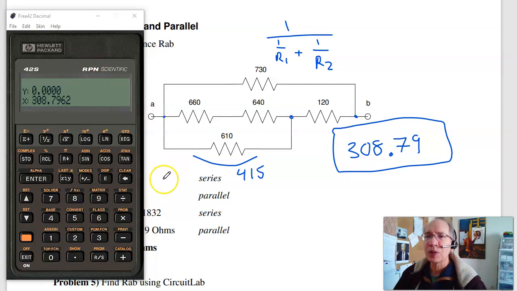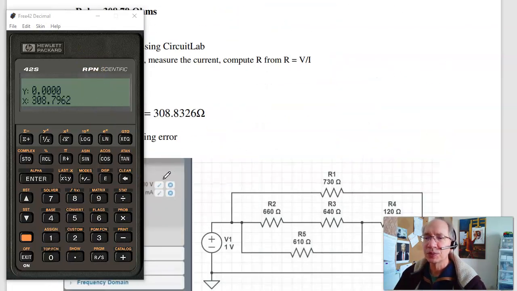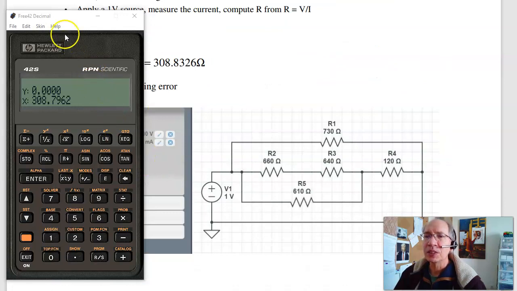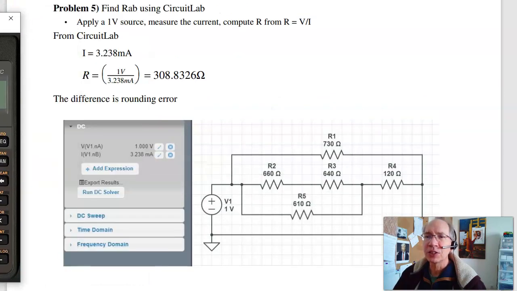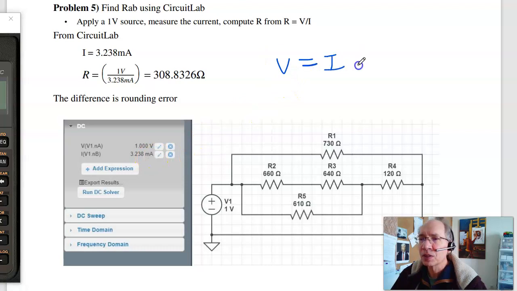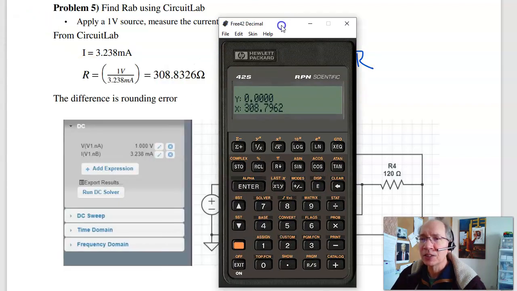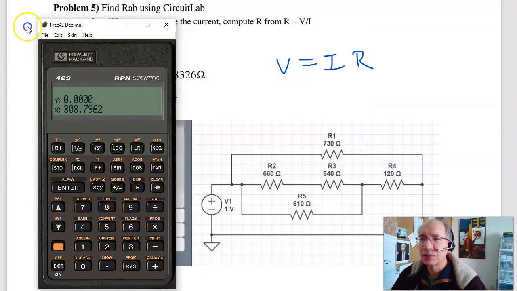So that's problem 1, 308 ohms. Problem 2 is verify in Circuit Lab. So what I can do is build a circuit, apply a 1 volt test, and find the current. It says the current is 3.28 milliamps. From V equals IR, I know the voltage, 1 volt. I know the current, 3.28 milliamps. Solve for R. I get the same answer, 308, with a little bit of rounding.